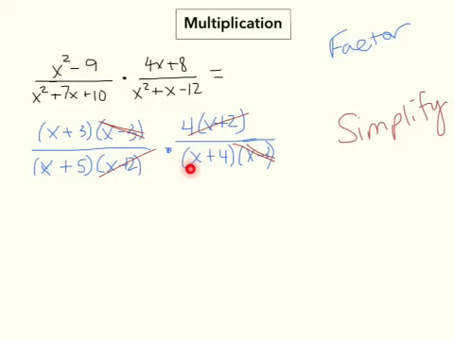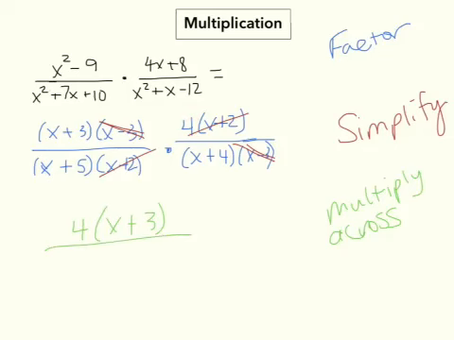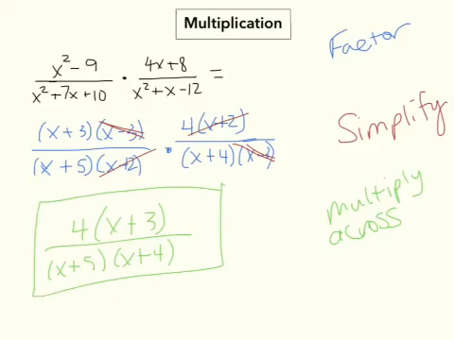So then our last step is just to multiply across the denominator and the numerator. So x plus 3 times 4 divided by x plus 5 times x plus 4. There's no need to FOIL them out or to distribute. It's okay to leave them in this factored form. It'll come in handy later.